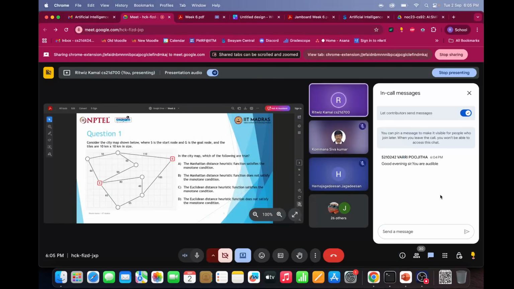I'll let this graph be here for a while. You can take a couple of minutes to try to figure out whether Manhattan or Euclidean follow the monotone condition or not. Feel free to share your answers and then we can have a discussion on the solution.